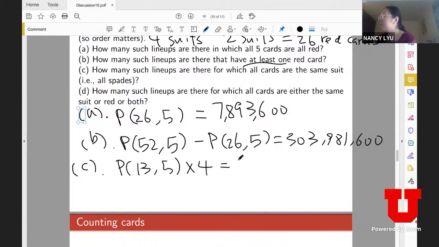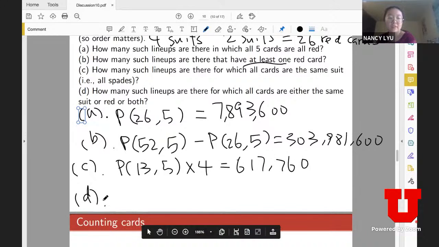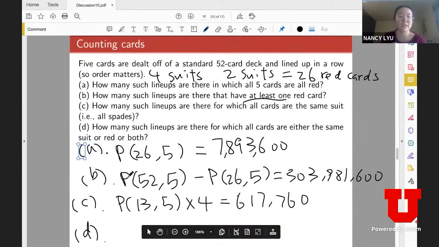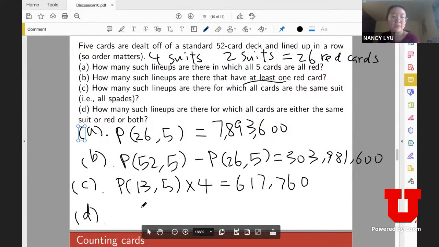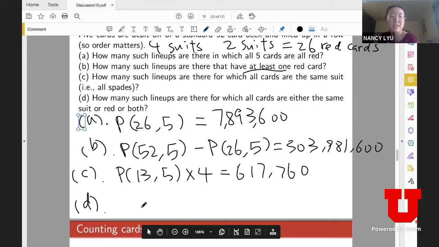Any questions about the first 3? Okay, so for the last one, it asks how many such lineups are there for which all cards are either the same suit or red or both.